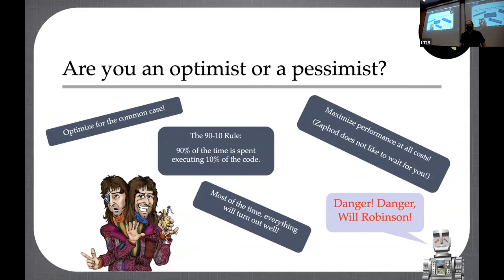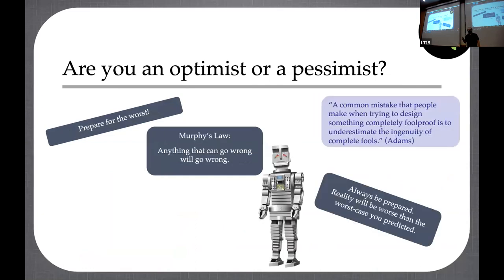On the other hand, there are some risks to that. In fact, some argue you should really be preparing for the worst. You know, Murphy's Law, anything that can go wrong will go wrong. Always be prepared. Reality will be worse than the worst case you predicted. There's a lot of good psychology research to this effect. We as humans are terrible at planning for the worst. We are always too optimistic, it turns out, almost all of the time. A great quote by Adams, the creator of Marvin here, who said, a common mistake that people make when trying to design something completely foolproof is to underestimate the ingenuity of complete fools. Okay. Lots of things can go wrong.